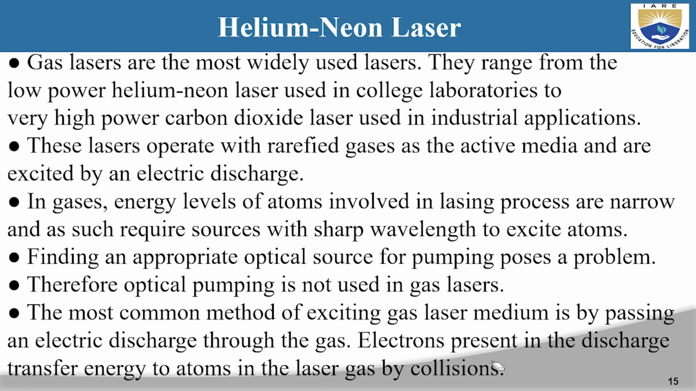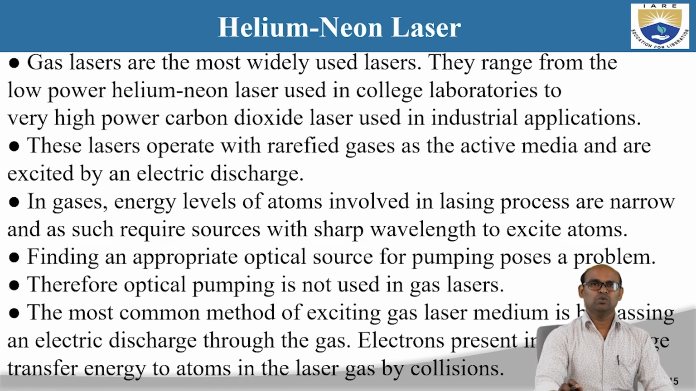Electrons present in the electric discharge transfer energy to the atoms in the laser gas by collisions. The main purpose of the pumping agent is to excite the atoms from the ground state to the excited state. In gas lasers, the energy levels are very narrow, and we cannot use an optical source, because it is very difficult to find one with a sharp wavelength that can excite atoms in such narrow energy levels. That is why we replace the optical source with an electric discharge.